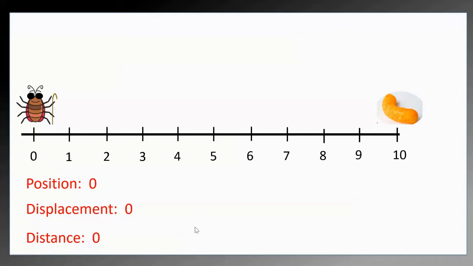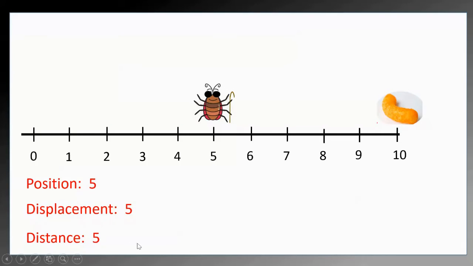Okay, just quickly, position is going to describe where he is, right? So basically, what number is below him. Displacement is a measure of how far he is from where he started. And distance is just how far he's traveled overall. So let's push him ahead a few tick marks, okay? And let's stop and talk about what's happening.